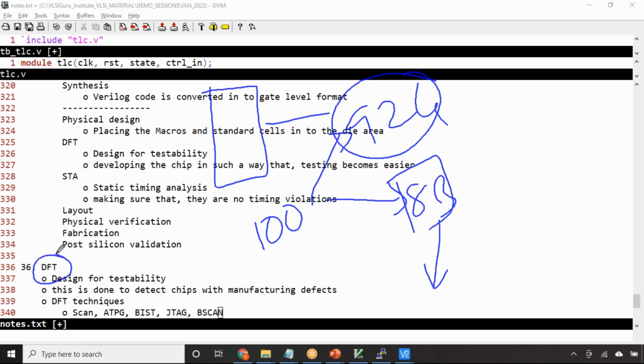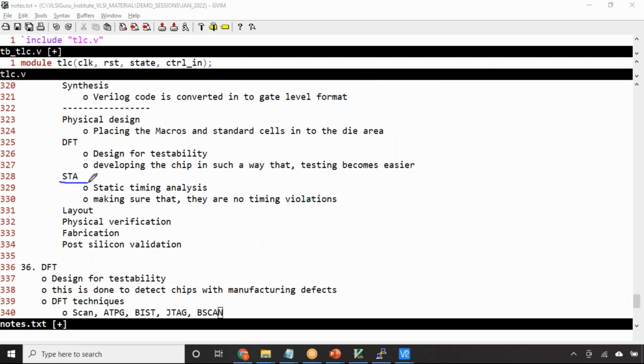It's a very important aspect, because once you have manufactured, we should be able to identify which chip is good and which chip is bad. That DFT helps us do that. So once they have done the DFT, the next aspect is static timing analysis. STA stands for static timing analysis.